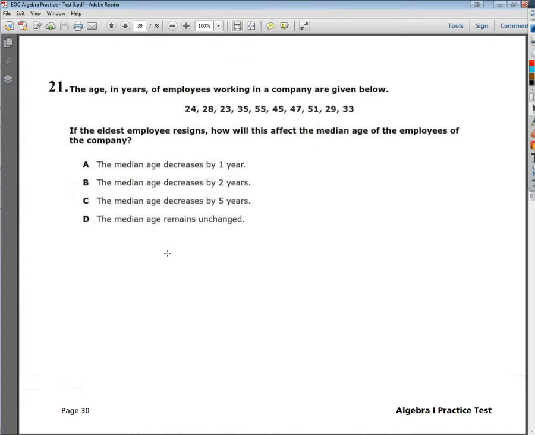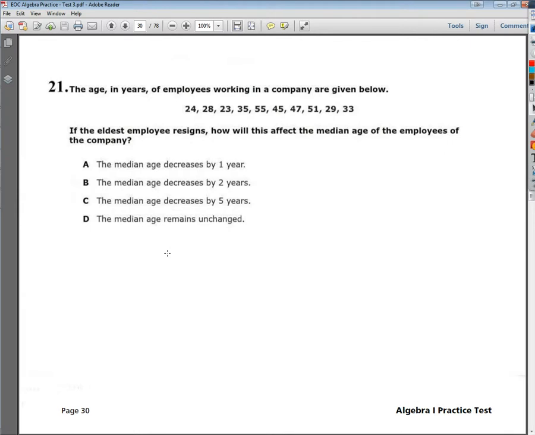Welcome. This is the Tennessee end of course practice test for Algebra 1, test number 3, question number 21. The question says the age in years of employees working in a company are given below. If the eldest employee resigns, how will this affect the median age of the employees of the company?